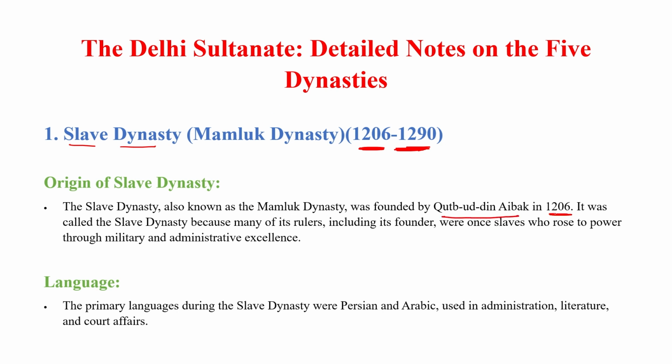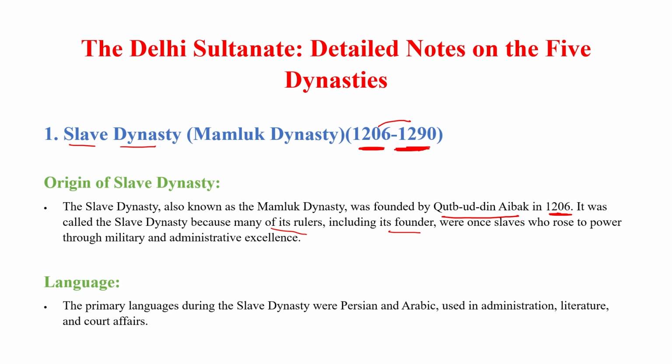As I told you, in 1206, after the death of Muhammad Ghori, Qutbuddin Aibak became next ruler of Delhi as he was the slave of Muhammad Ghori. That's why this dynasty, which was started by Qutbuddin Aibak, is known as slave dynasty. Slave dynasty ruled over Delhi around 84 years, 1206 to 1290. It was called the slave dynasty because many of its rulers, including its founder Qutbuddin Aibak, were slaves who rose to power through military and administrative excellence also.